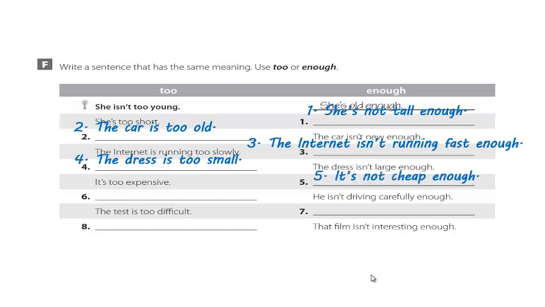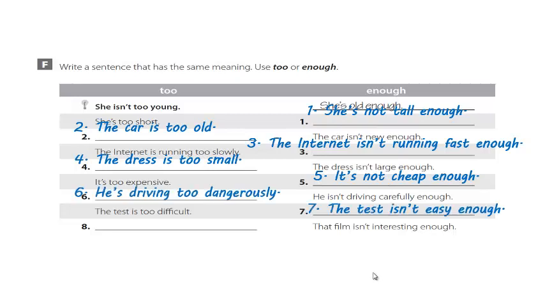Can you see? The internet is running too slowly, so it is not running quickly enough, or it's not running fast enough, and so on. The dress isn't large enough, so the dress is too small. So the differences between too and enough appear clearly in these sentences. He is driving too dangerously. He isn't driving carefully enough. The test isn't easy enough, then the test is too difficult, and so on. That film isn't interesting enough, that film is too boring.